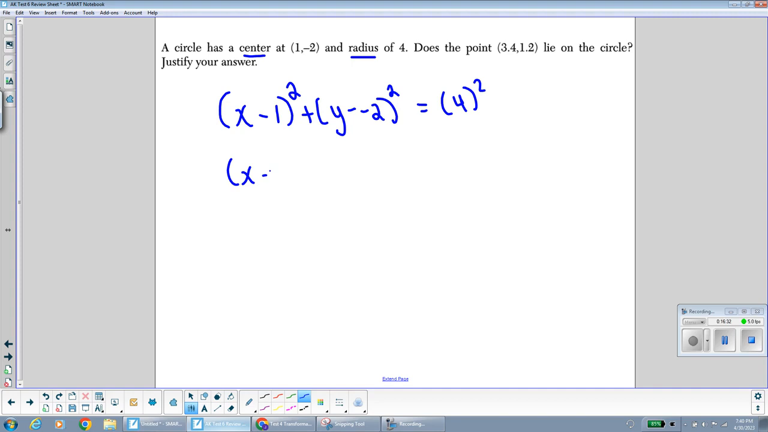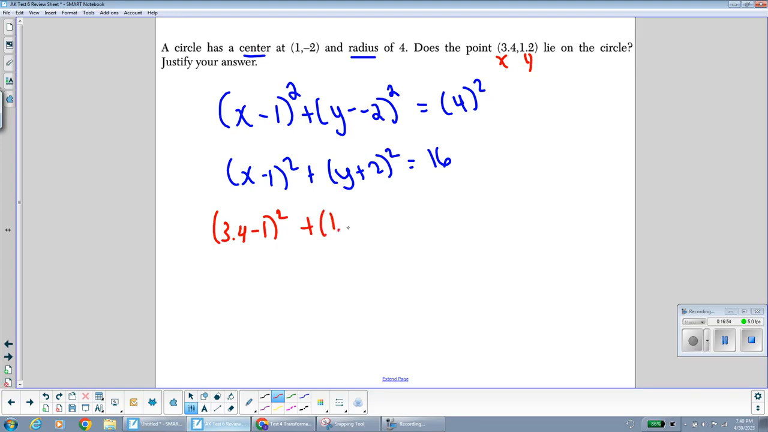I'm just going to rewrite this so it's a little bit easier to look at, because minus minus makes plus, and 4 squared is 16. So now if I want to see if this point is on the circle, this is the x-coordinate of my point, that's the y-coordinate of my point, I can just plug it in and see if I get a true statement. So that would be (3.4 minus 1) squared plus (1.2 plus 2) squared is equal to 16.